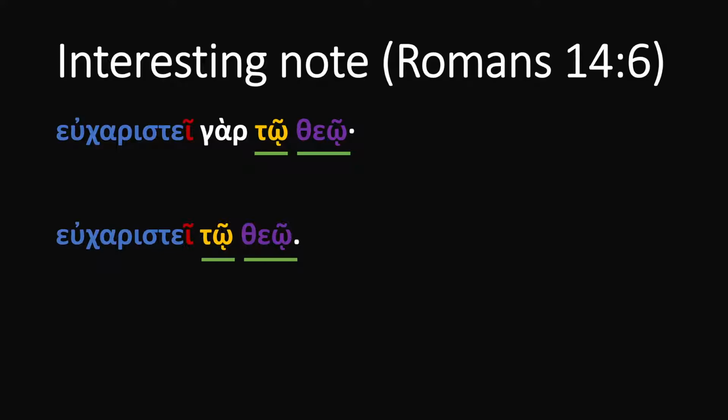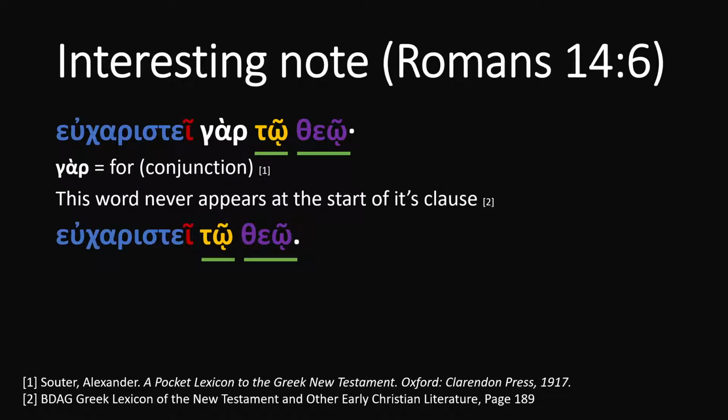Now, something interesting in relation to why the gar appears where it does: it's a conjunction, it generally roughly means for. But if you look at BDAG for this word, BDAG actually says that this word never appears at the start of its clause. And that explains why it comes in between the verb euchariste and the 2 words to theo.